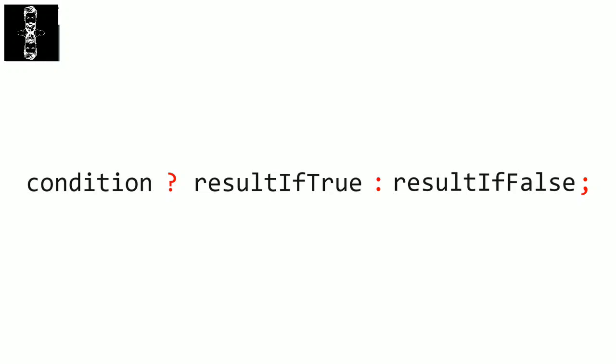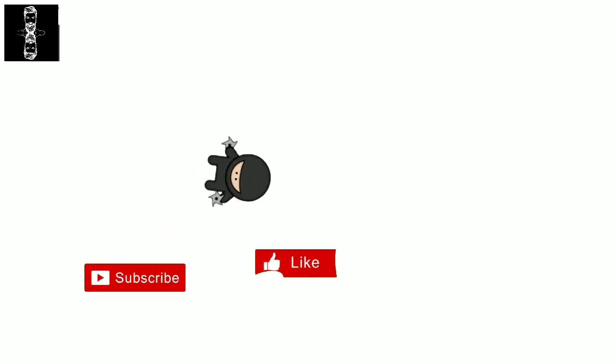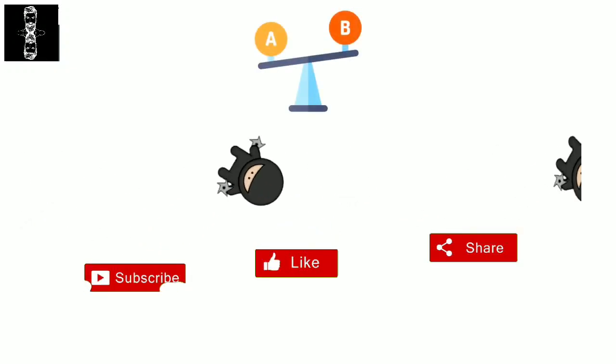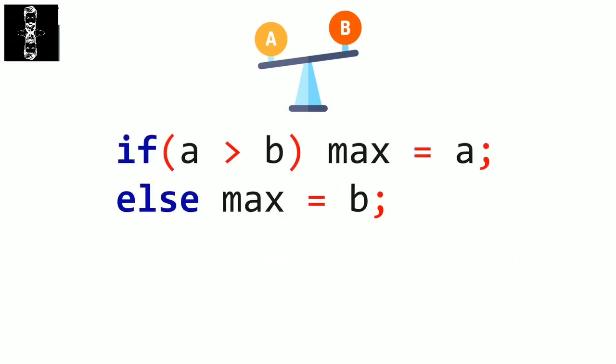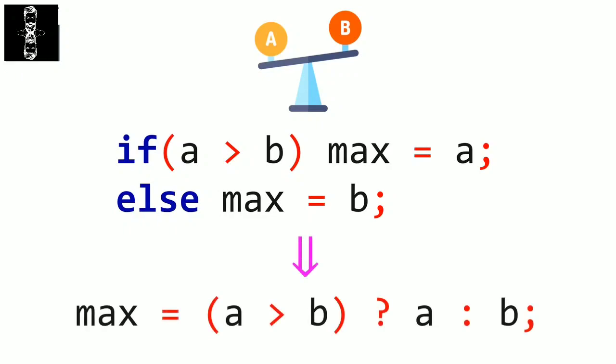So let's see some examples. For example, you have two variables a and b and you want to find the maximum between them. For that, you have to compare a and b. By using an if statement, we would write it like this. But here, it's better to use the ternary operator by writing this. The condition is that a is bigger than b. If the condition is true, we assign the value of a to max, else we assign the value of b.